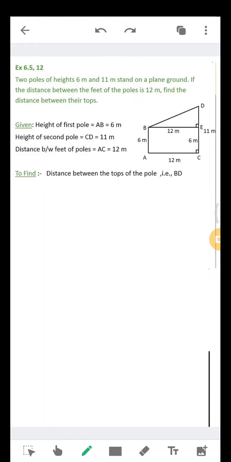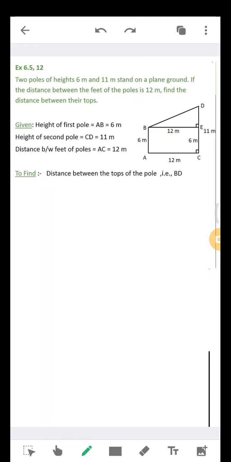What we need to find here is the distance between the tops. So which is the top of the pole? These are the tops of the poles. So we need to find the distance between the tops. For that you don't have to climb to the top of the pole to measure the distance, you just have to use the knowledge of Pythagoras theorem here also.